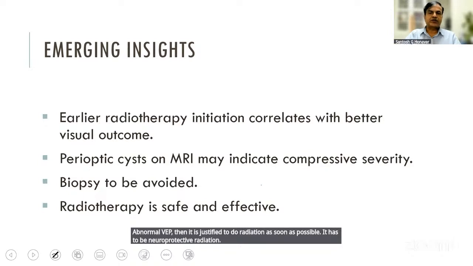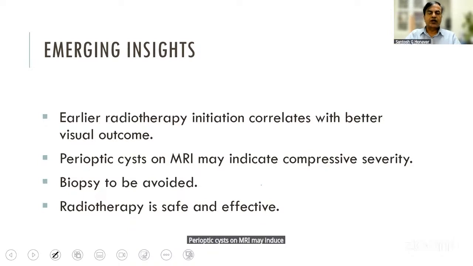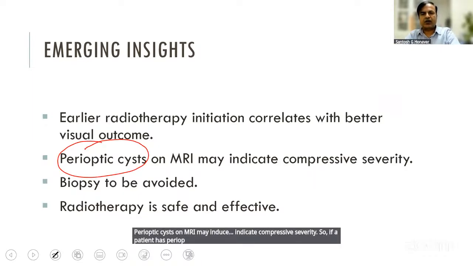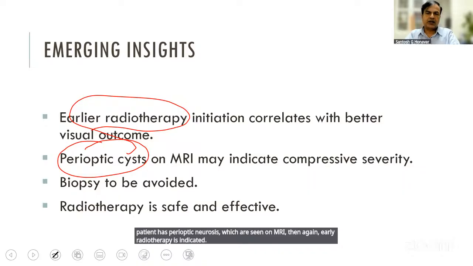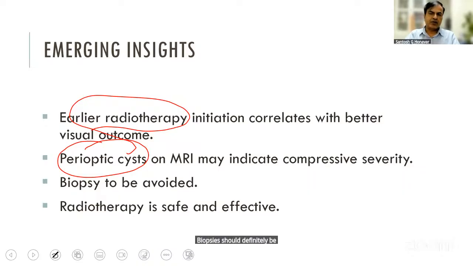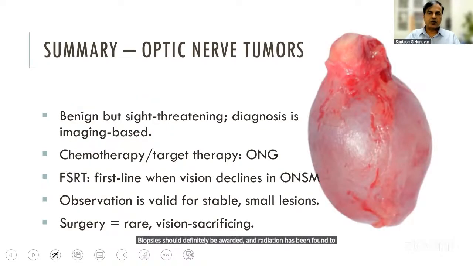Perioptic cysts on MRI may indicate compressive severity. So if a patient has perioptic nerve cysts which are seen on MRI, then again early radiotherapy is indicated. Biopsy should definitely be avoided, and radiation has been found to be safe and effective.